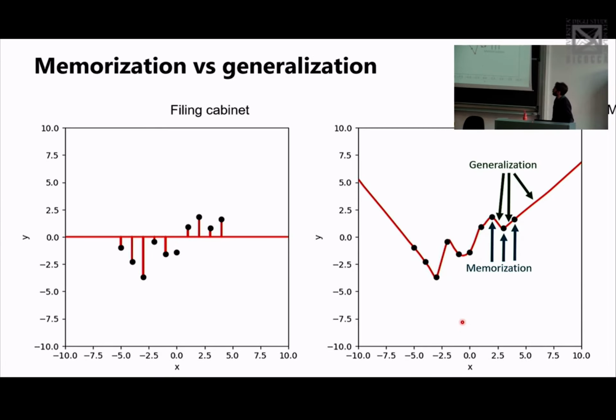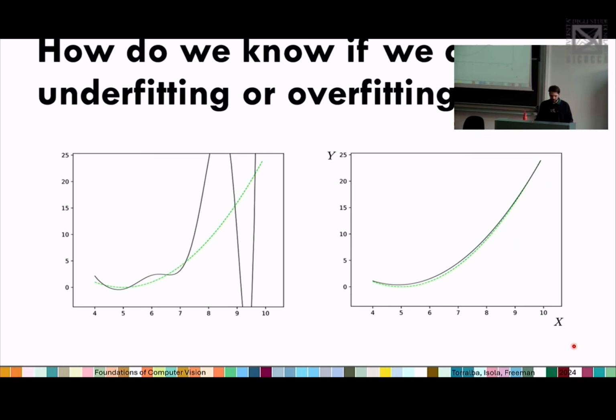It's pretty easy to see the difference between generalization and memorization in this example, because the X range here is pretty well defined. When you go to a very high dimensional space, that's not as well defined anymore.